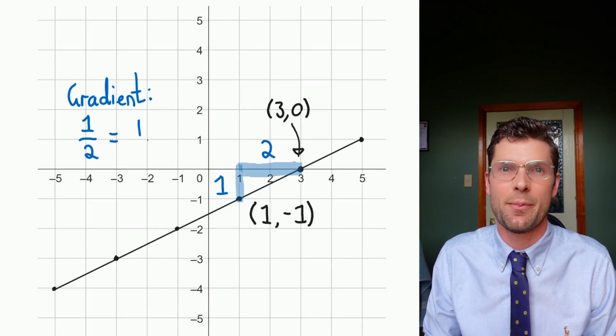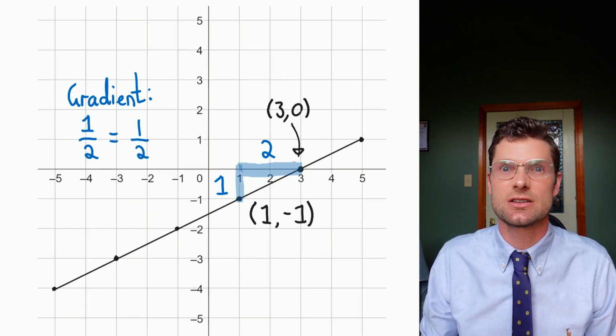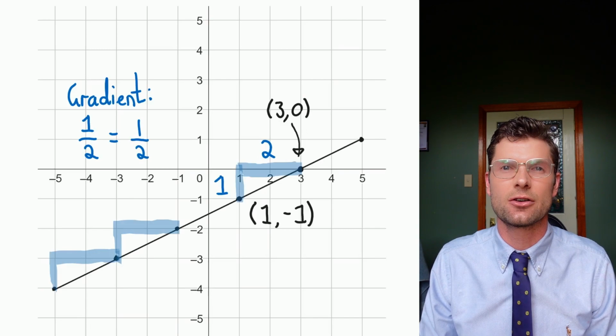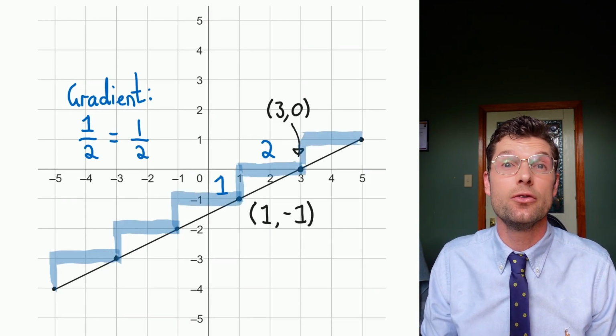That's telling us what the pattern is. Up 1, across 2. Again, we can break this into smaller triangles to see if this pattern holds. If we go all the way over to the left of the graph, it goes up 1, across 2. Up 1, across 2. So we know that this is the pattern.